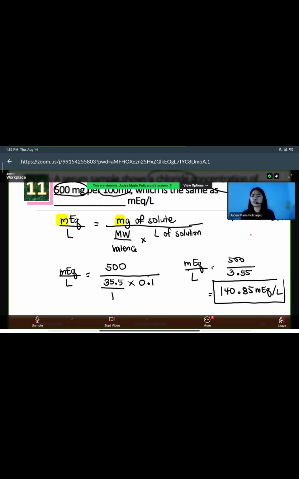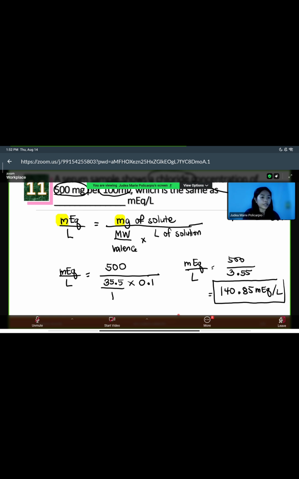Okay, so again, usually given naman na yung ating atomic weights. Hindi ko lang talaga siya na-insert dyan sa notes natin. Pero usually given naman na siya. So you really won't need to memorize the periodic table of elements. Pero still for item number 11, we got 140.85 as the best possible answer.